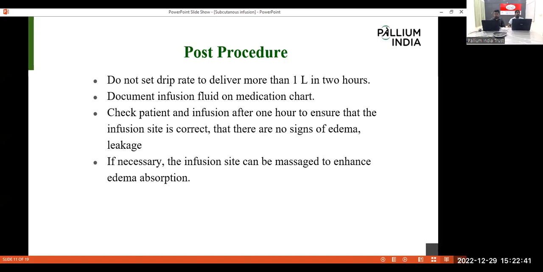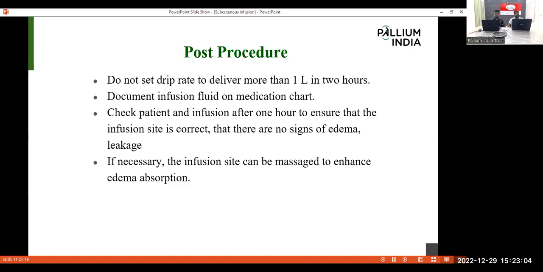Then after 1 hour of starting the infusion, we need to check the patient and the infusion. Mainly, the area where the SV set is fixed, we need to examine for any edema, any pain, or any leakage complaint. We need to check after 1 hour of starting the infusion.